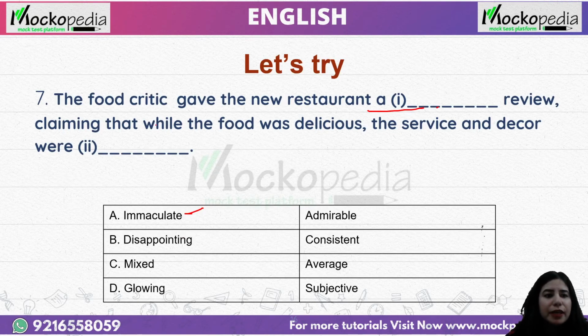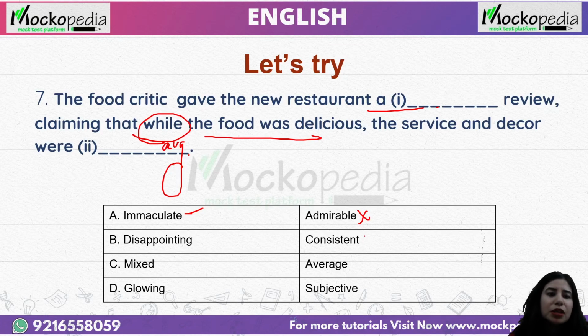If you take a look at the later part, the food was delicious, and then there is transition while. That means service and decor were not that good. So if you would want that service and decor were average, that's how you can predict, right? So we will do the elimination. Admirable goes out. Consistent cannot be because there is this transition while, so this goes. Average we can keep.